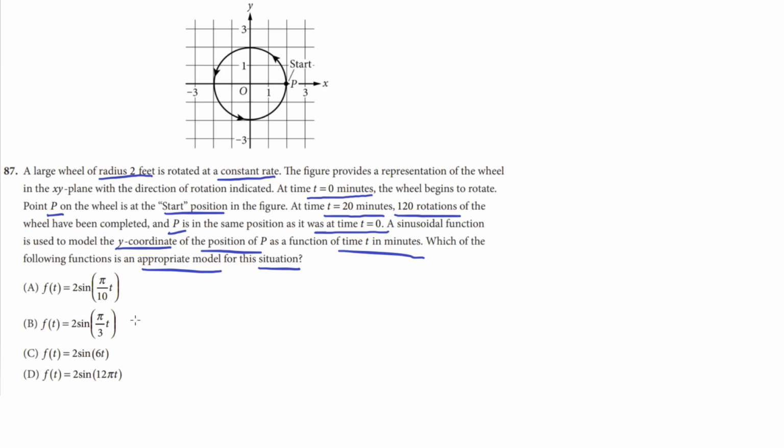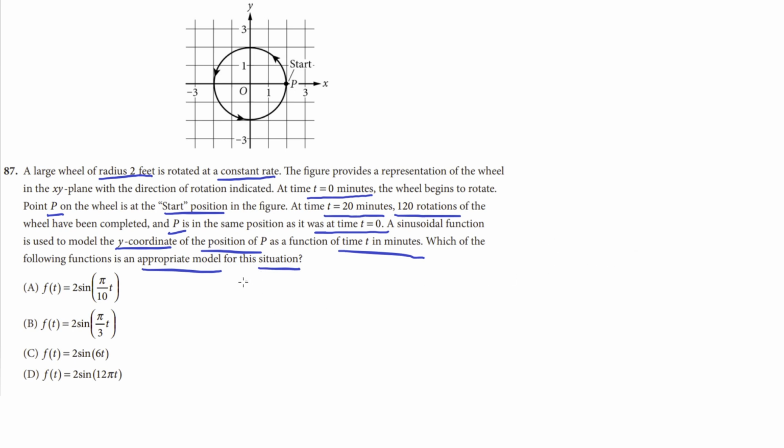So we need to find out which one of these sinusoidal functions models the y-coordinate of P as it spins around in this circle. It goes from a y-coordinate of 0 to 2, back to 0, to -2, and then back to 0. And it does this from 0 to 20 minutes with 120 rotations in between, meaning it spins around the circle 120 times in those 20 minutes.